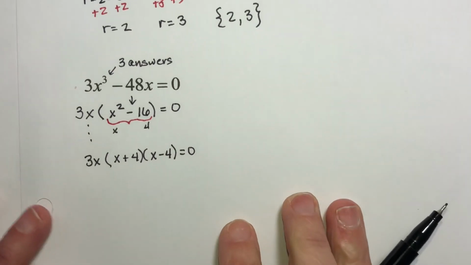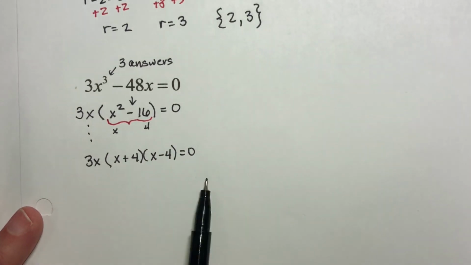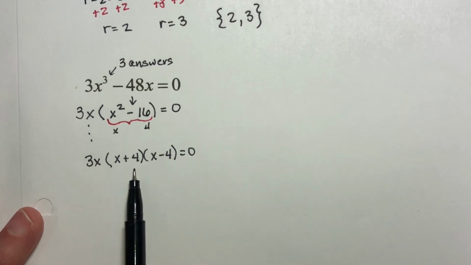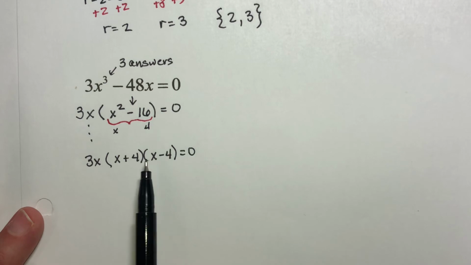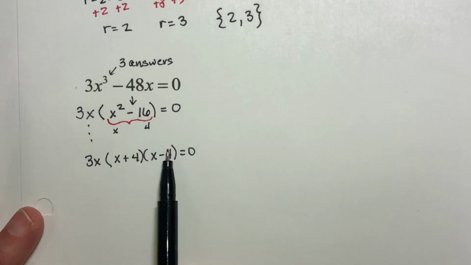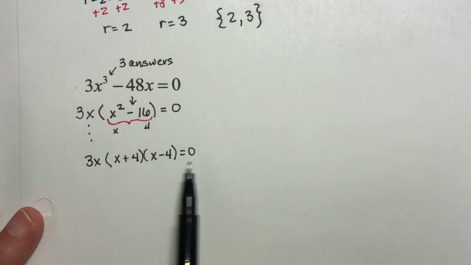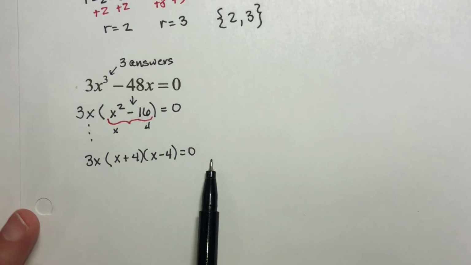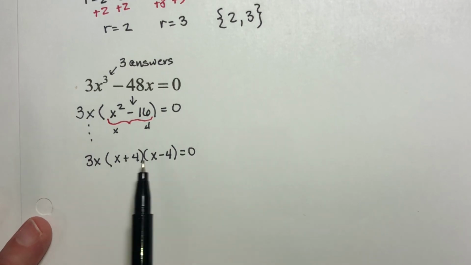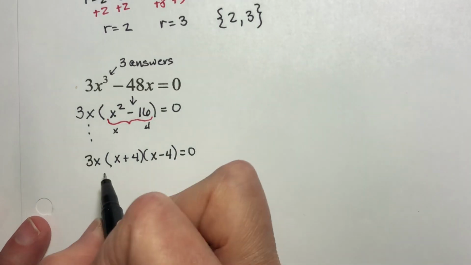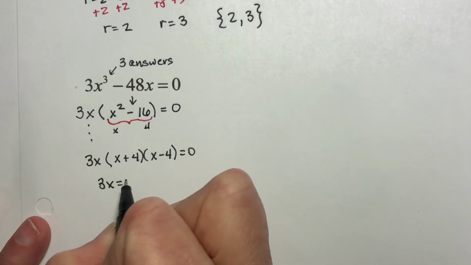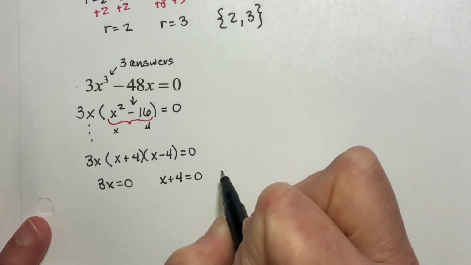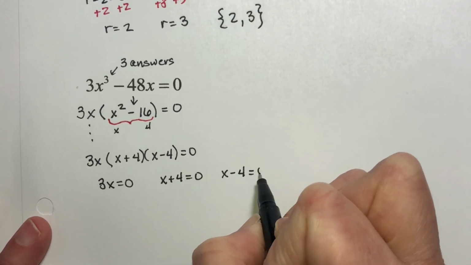Now, the zero product rule extends as long as it's a big multiplication problem. And this is, because if I plug in a number for x here and an x here, I would have to do the addition and the subtraction before I multiply. So this is a giant multiplication problem. As long as it's all multiplication, then you can set each part equal to 0. So I get 3x equals 0, x plus 4 equals 0, x minus 4 equals 0.